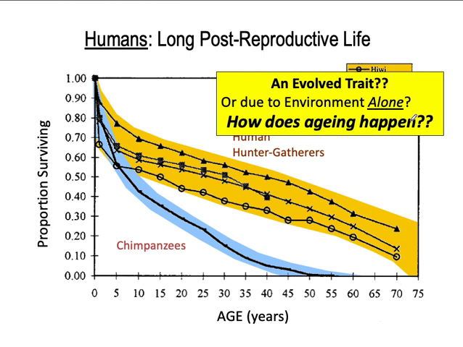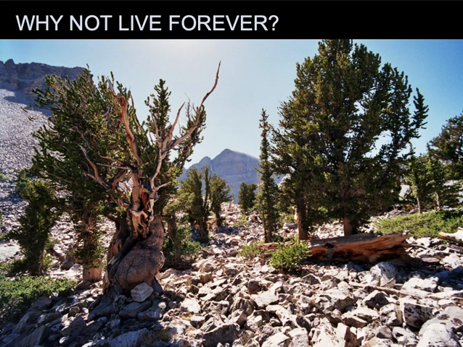And to sort of expand it out, how does aging happen generally? So we could sort of reframe the question and ask, why don't we just live forever? And so here's an example of the bristlecone pine that has a lifespan of something like 5,000 years old. Right? So why don't we just live to be 5,000 years old?